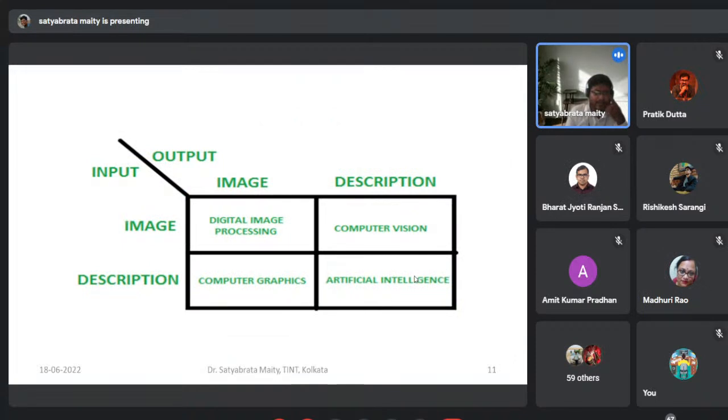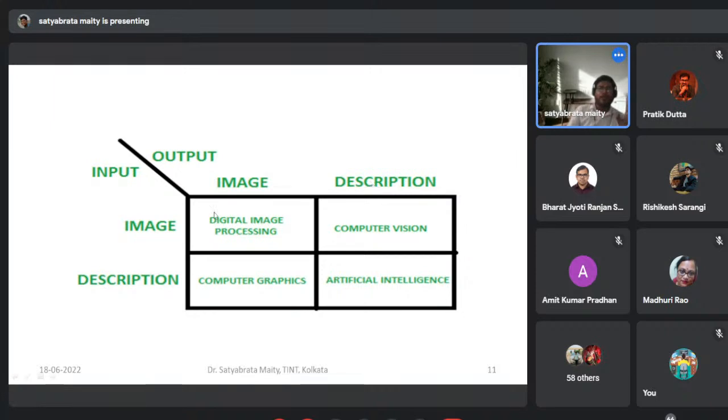So in the real world, whatever we are taking, image or text or audio, we have to take the knowledge out of it. So there are two things we can say: image and descriptions. Image is the visuals and description is the knowledge out of it.